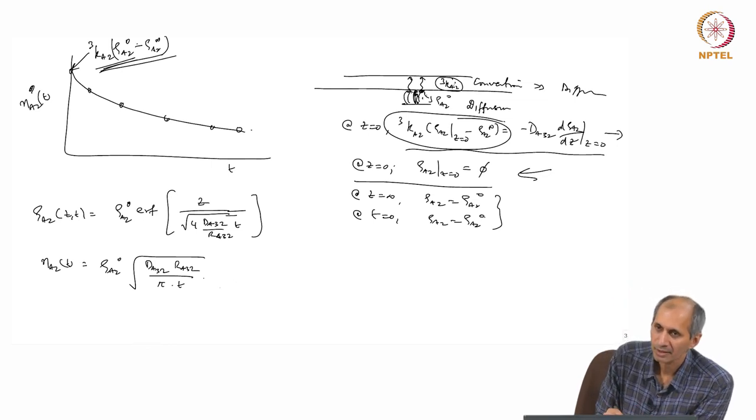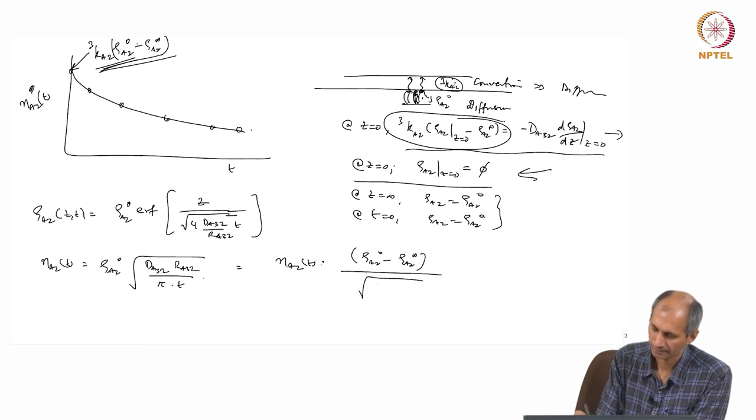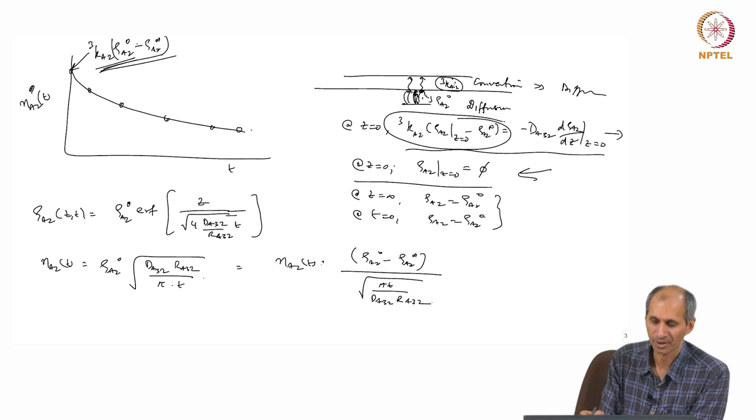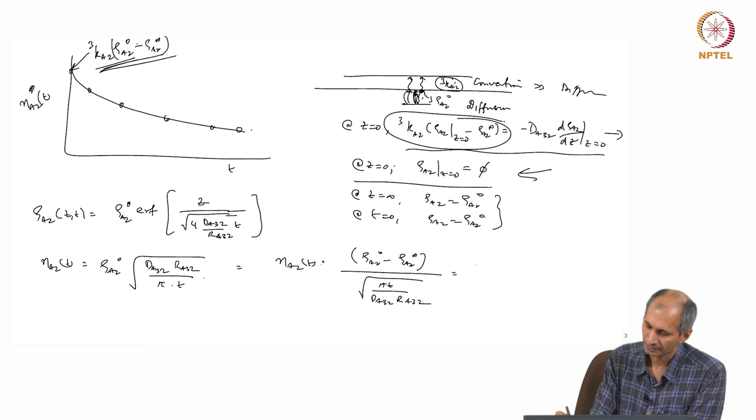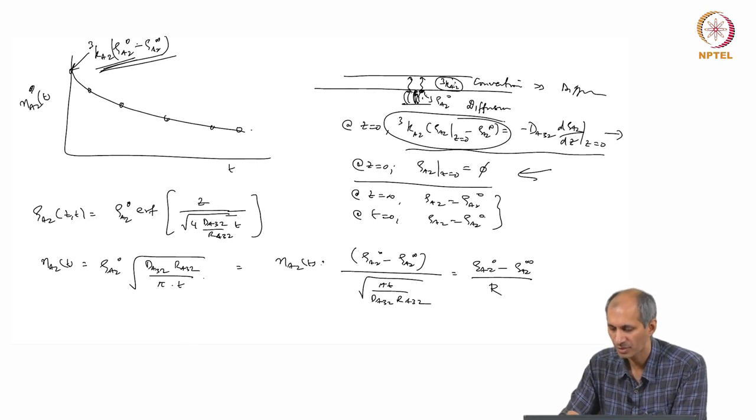What we are arguing here is, this is flux, flux equals rho A to 0 minus rho A to infinity divided by pi t by... we rewrite this expression in the form of this. So, what this means is, it is rho A to 0 minus rho A to infinity divided by some resistance. This is some resistance.